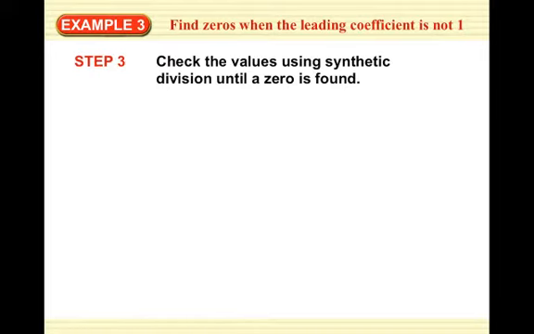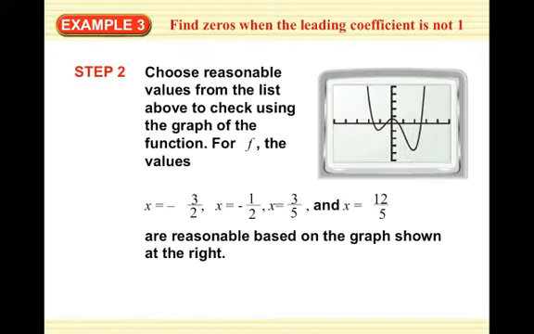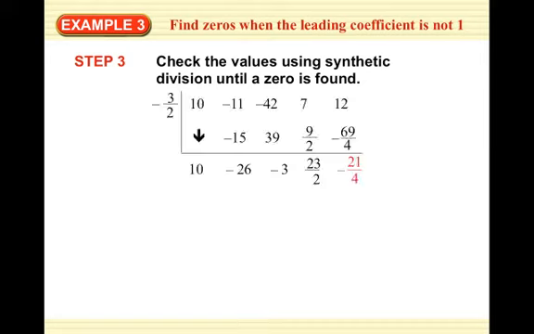So we're going to check the values in this little list, starting with -3/2, and we're going to look for a 0. Hopefully we'll find one. All right, so we try -3/2. Here are our coefficients, and we bring down the leading coefficient, 10.